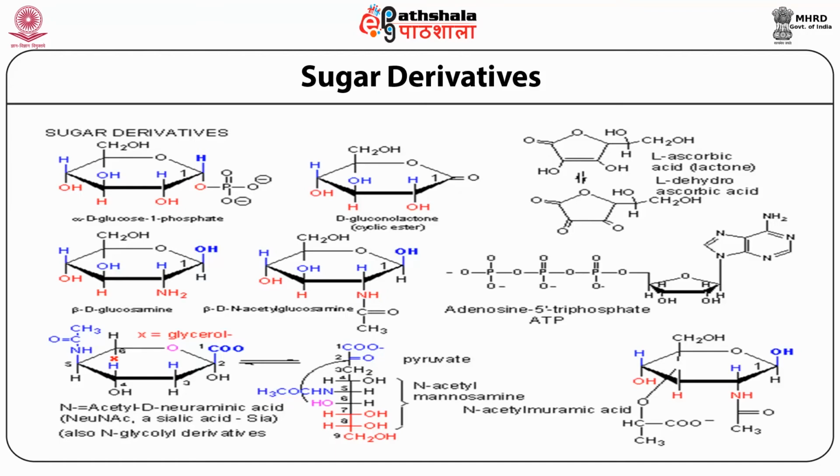Glucose units on polymerization give rise to polysaccharides like glycogen, starch, and cellulose. It is stored as glycogen in animals and in the form of starch in plants for future use of energy. And it is present in the form of cellulose, which acts as structural support and protects the plant cell wall.